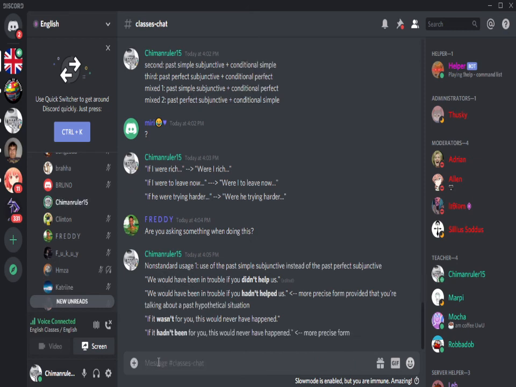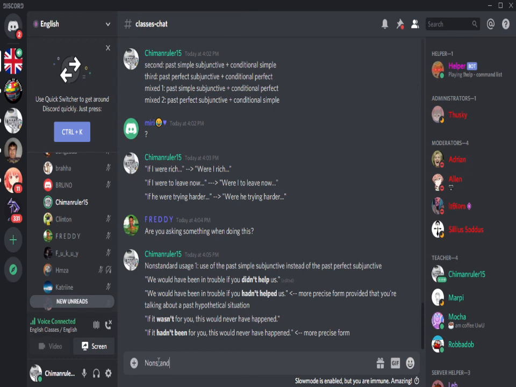So be on the lookout for usages like this. Now, if you mix a past simple subjunctive with the past perfect subjunctive, people will still understand you, provided that there's enough context, but you might sound a bit clumsy to some. And in formal writing, you definitely don't want to mix these two up. But in casual English, it's not a big deal. So that's non-standard usage number 1.